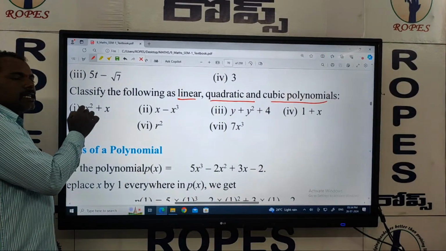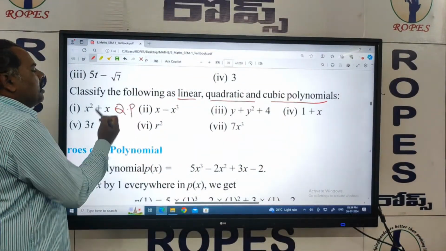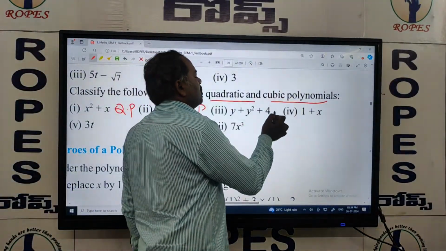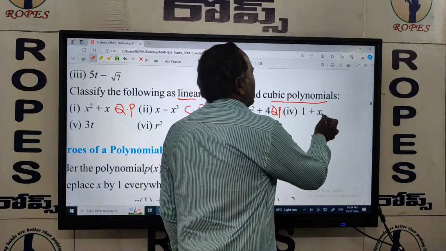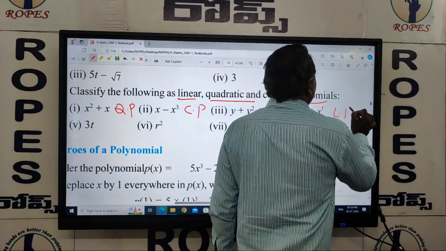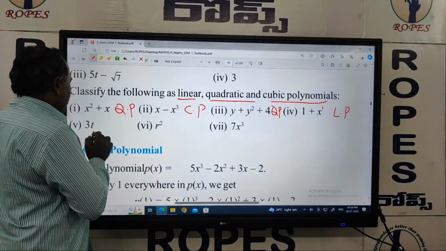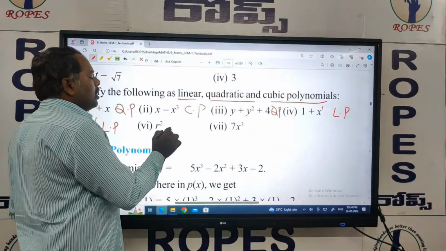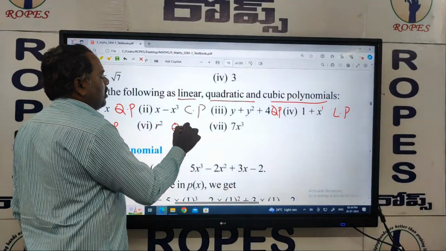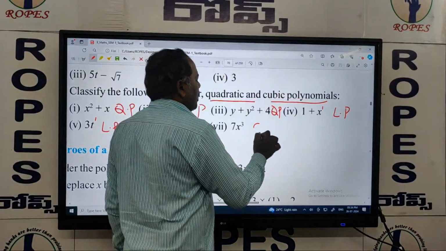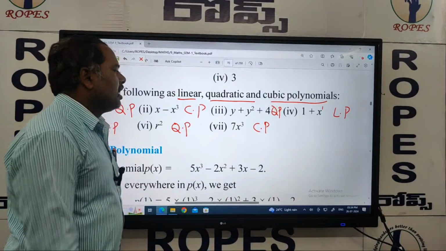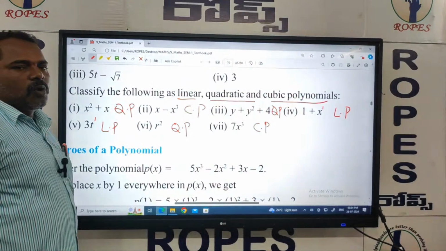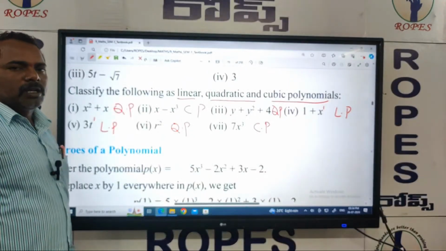If the highest degree is 2, that is quadratic polynomial, and highest degree 3, that is cubic polynomial. Highest degree 2, again quadratic polynomial. Highest degree 1, that is linear polynomial. And here highest degree is 1, then it is also linear polynomial. Highest degree 2, then it is quadratic polynomial. Highest degree 3, then it is cubic polynomial. So like this we can classify which are linear polynomials, which are quadratic polynomials and which are cubic polynomials.